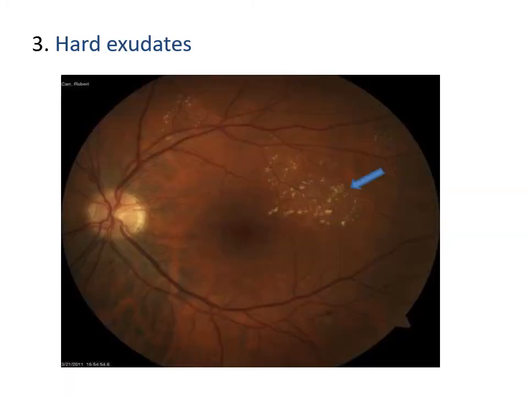The third sign which you see are hard exudates. Hard exudates are basically composed of lipoprotein and lipid filled macrophages, and they appear waxy yellow in color with distinct margins, and they will often be close to leaking microaneurysms. So in the fundus photo, the blue arrow indicating these yellow waxy colored lesions are the hard exudates.